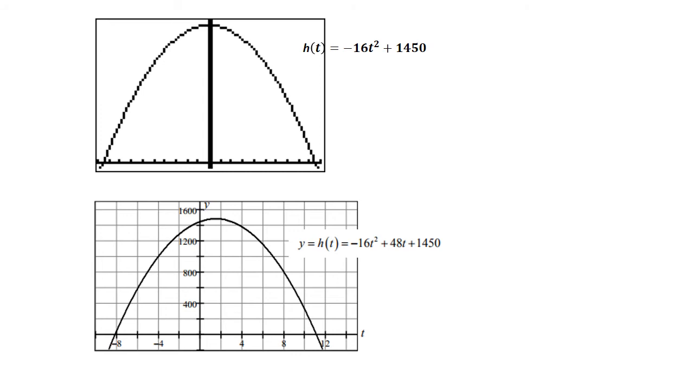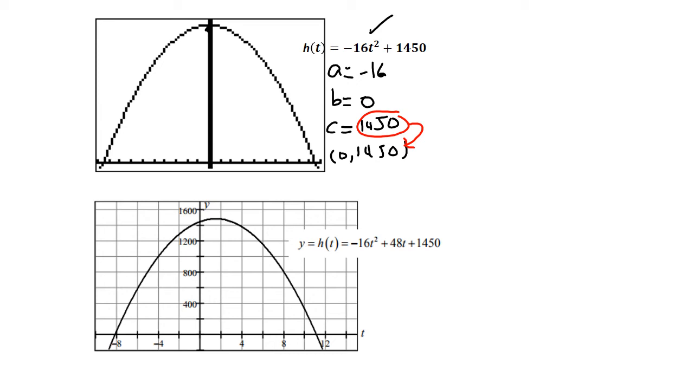Okay, so I have two functions. One is h of t equals negative 16t squared plus 1450. In this case, A is equal to negative 16, B is equal to 0, and C is equal to 1450. If you look at the graph of this function, you can see that the y-intercept is (0, 1450). So we can see that the y-intercept seems to be matching the value of C.